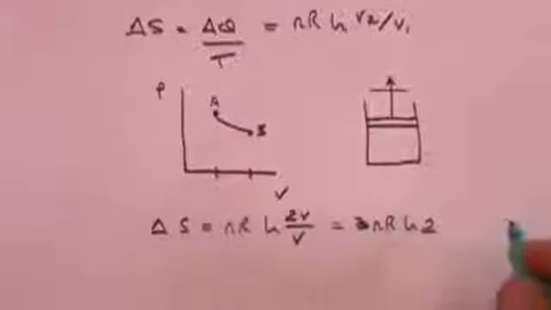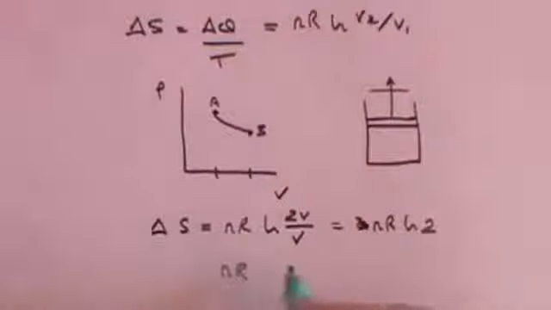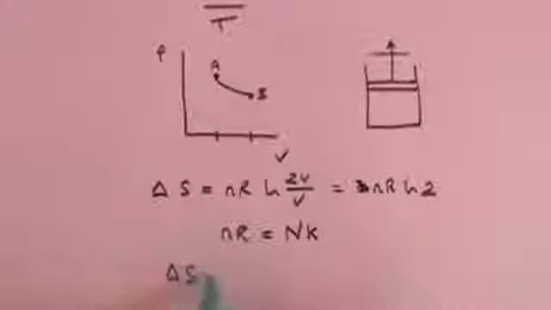Now, nR, which is the number of moles times the gas constant, is the same as capital N, the number of atoms or number of molecules, times Boltzmann's constant K. Each mole has a certain number of atoms or molecules, and so the gas constant and Boltzmann constant are related in this way. So you can rewrite that the change in entropy is equal to the number of atoms or molecules times Boltzmann's constant times the log of 2.